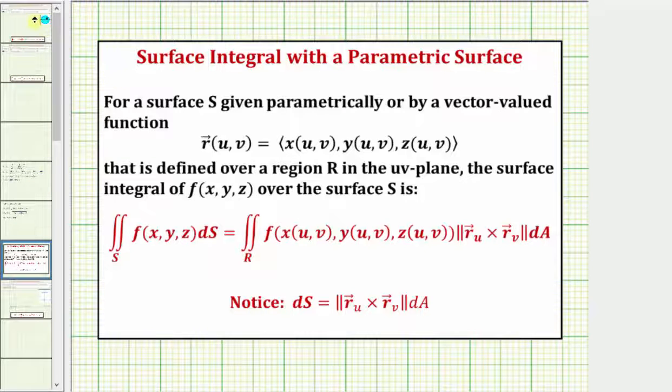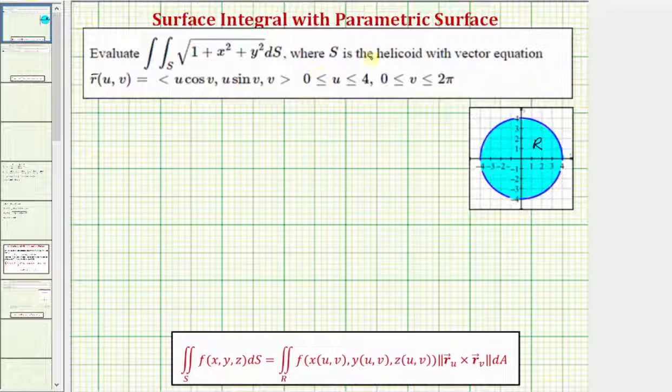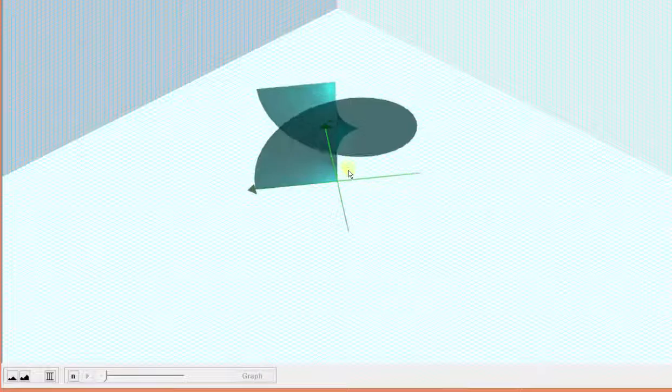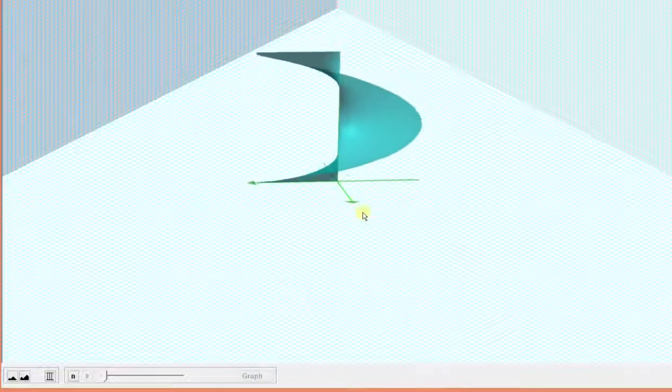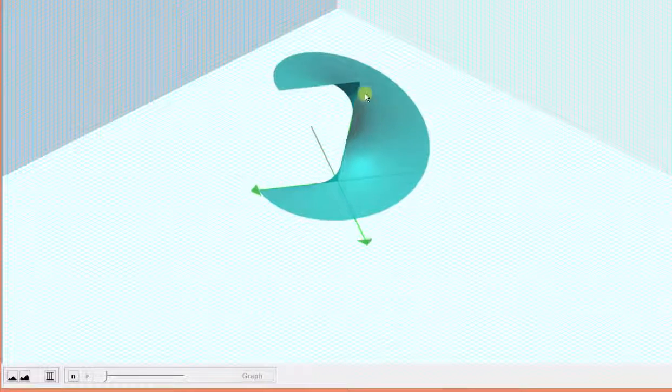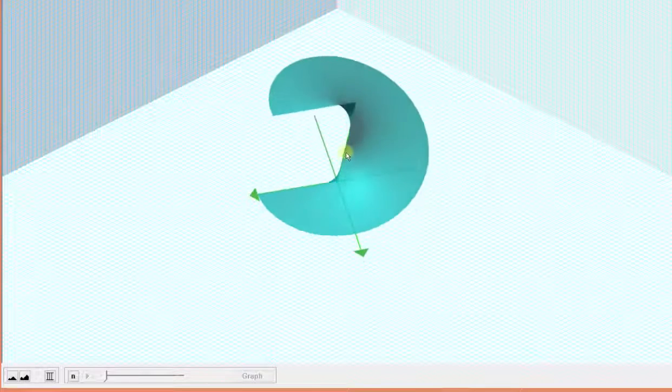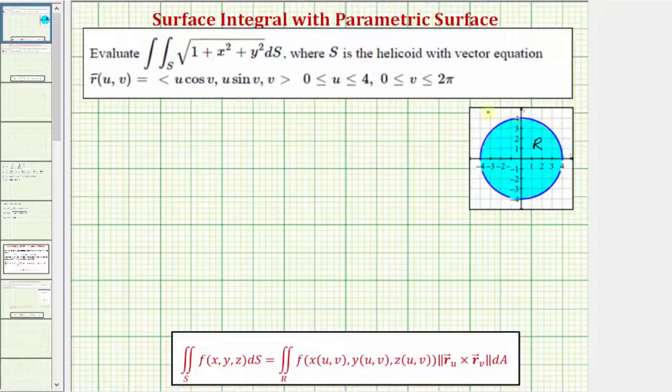So going back to our problem, let's first take a look at the surface S in space. We're integrating the integrand function over this surface, and notice how if we project this onto the UV plane or look down on the UV plane, we can see the region R in the UV plane is this circle centered at the origin with a radius of 4. So over here we have a graph of the region R in the UV plane, which we'll use later to determine the limits of integration.